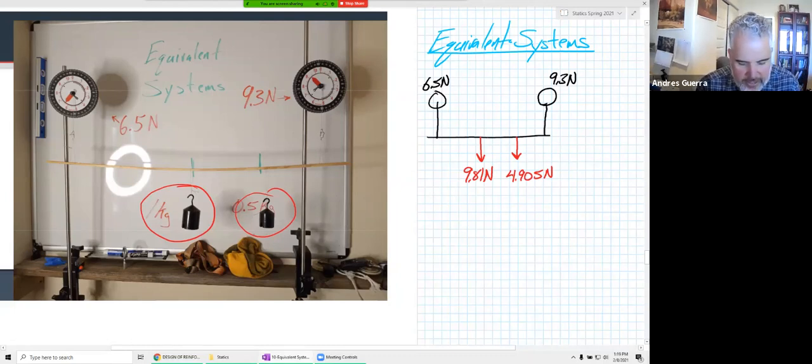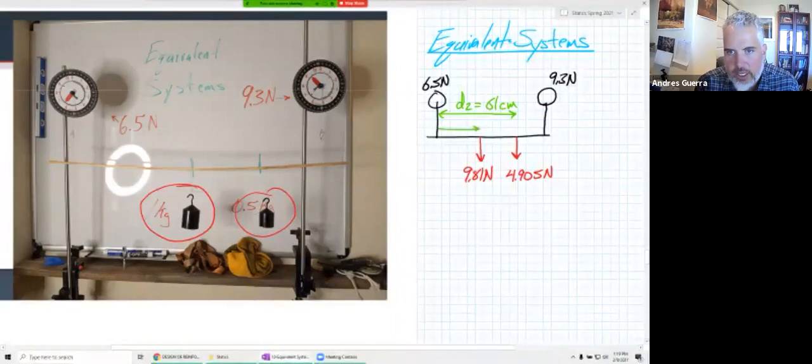And then our distances that I measured. The distance from here all the way out to the 4.905 is a distance of, let's call this D2, that's a distance of 61 centimeters. And then we'll call this distance right here D1, and that's a distance of 38.1 centimeters. And then let's also label these forces down here, F1 and F2. So that's F1, and then the 4.905 is what we'll call our F2.